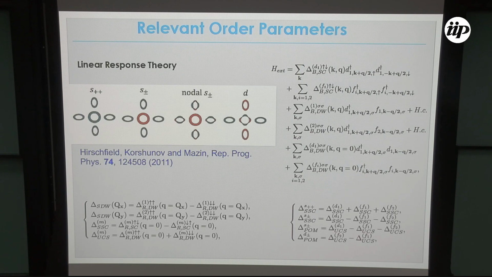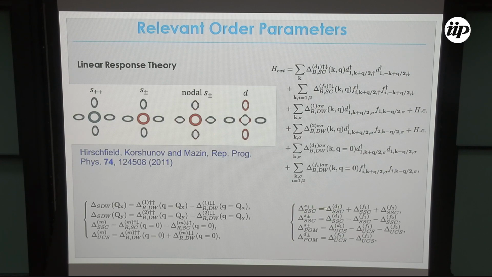Okay, so we can calculate many order parameters in the system. Here I just show you some important ones. We calculate the antiferromagnetic order parameter, singlet superconductivity, and this UCS stands for uniform charge susceptibility, and we can also symmetrize this with respect to the pockets.